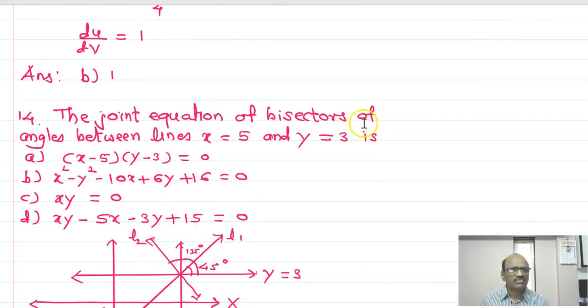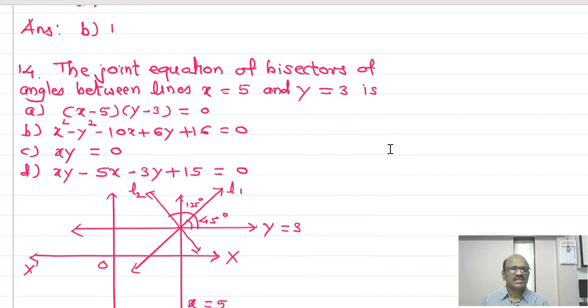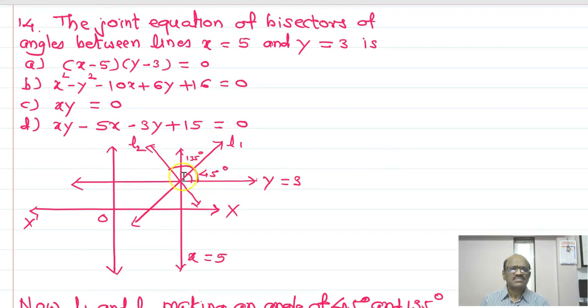The joint equation of the bisectors of the angles between the lines x is equal to 5 and y is equal to 3 is. Now x is equal to 5, the line is parallel to the y axis, and y is equal to 3, the line is parallel to the x-axis. Now see this. This is the point of intersection whose coordinates are 5 and 3. These are the bisectors. L1 is the first bisector, so it makes an angle of 45 with this line.